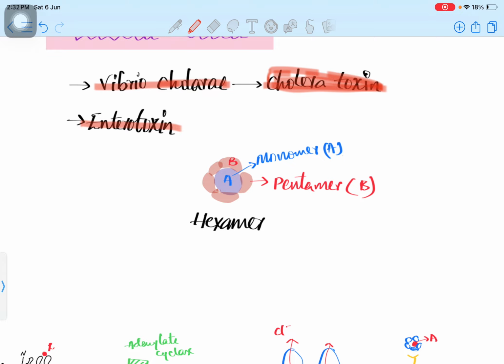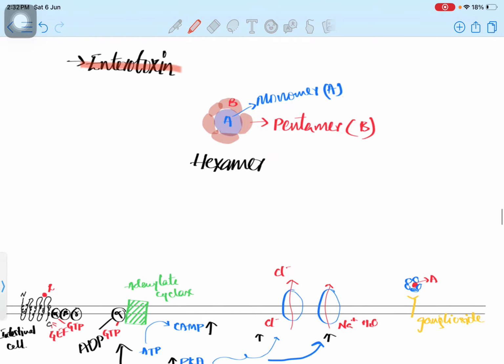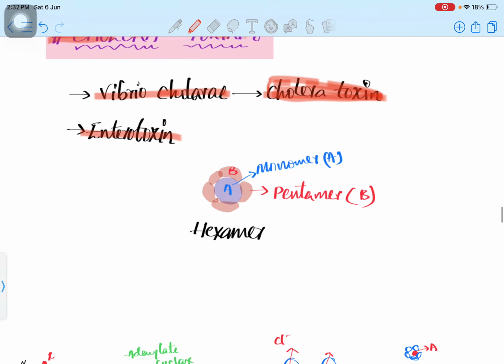Just wait a second. Let me clear my screen slightly, it is stuck here.